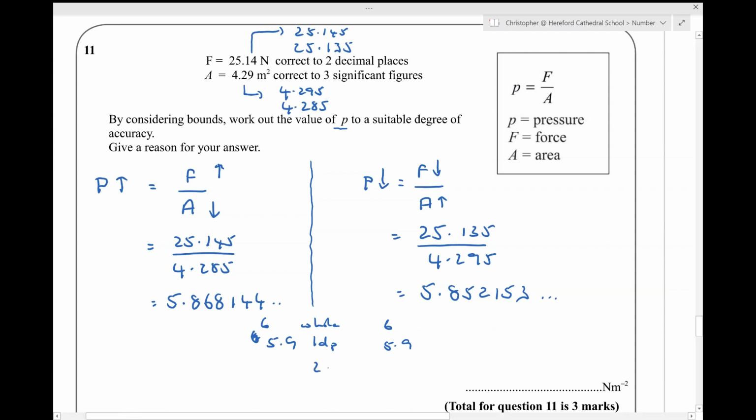Can I go to two decimal places? Well, the upper bound to two decimal places, the cutoff point is after the 6, that's going to be 5.87. And what about the lower bound? It's not going to be the same, is it? It's 5.85. So I can't tell you a guaranteed value of p if I go to two decimal places. So I can tell you, though, that p is 5.9 to one decimal place for sure, and that is the answer for number 11.